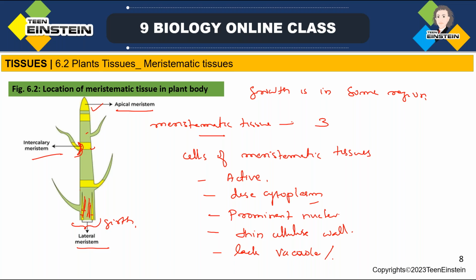Clear? So about meristematic cells, what can you say? Meristematic tissue means a group of cells which are in a continuous stage of division, right? Tissues means group of cells. So meristematic means they are in a continuous stage of division. They are very active cells and they have dense cytoplasm. They have prominent nuclei, then thin cellulosic cell wall, and they lack vacuole. These are the main points you need to mention while writing about cells of meristematic tissue. Clear?